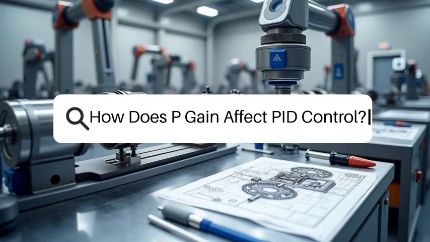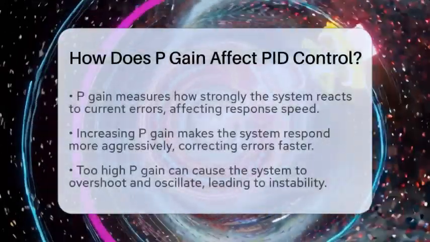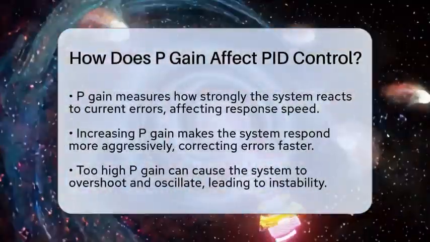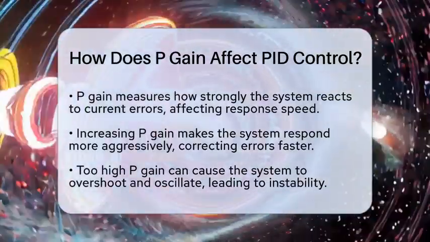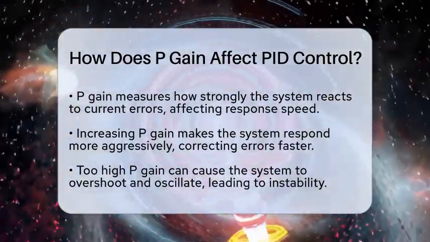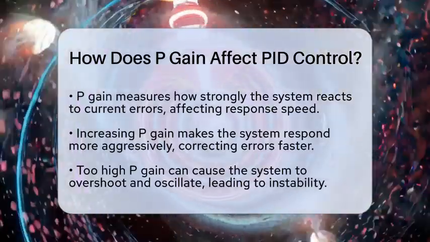How does P gain affect PID control? Imagine you're trying to keep a boat steady in choppy waters. The way you turn the wheel depends on how much you feel the boat is drifting. That feeling is similar to what proportional gain does in a PID controller.